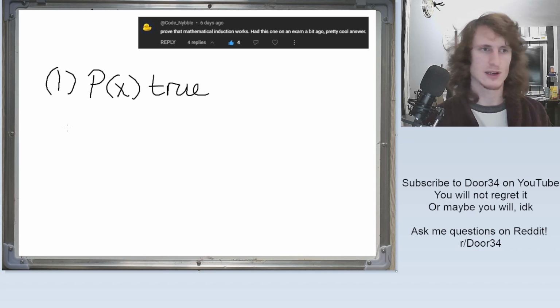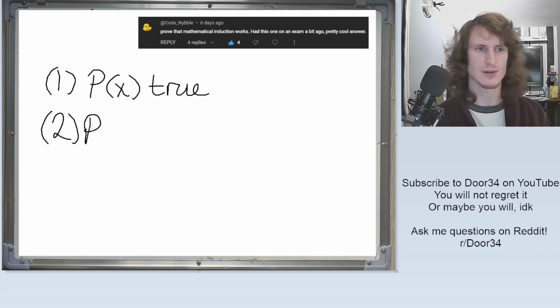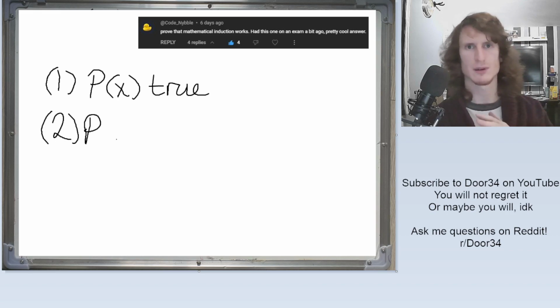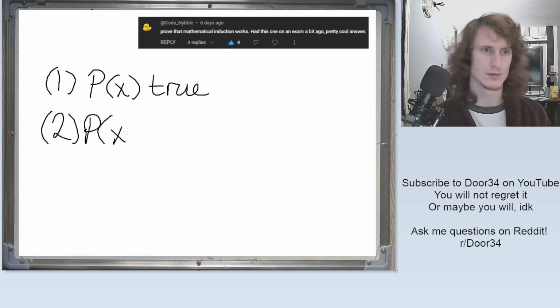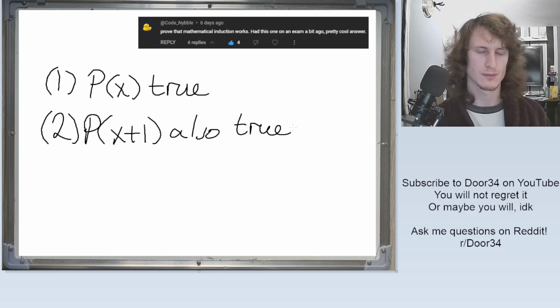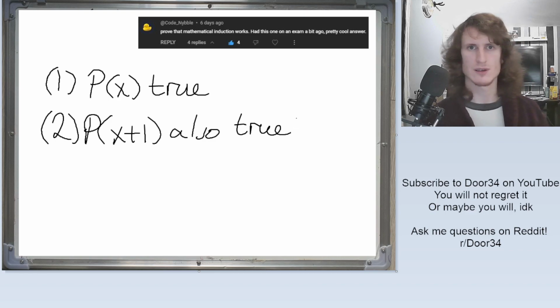And the second piece of criteria is that if we evaluate this statement, then the next statement along is also true. And these two pieces of criteria are enough to work with all values greater than x.